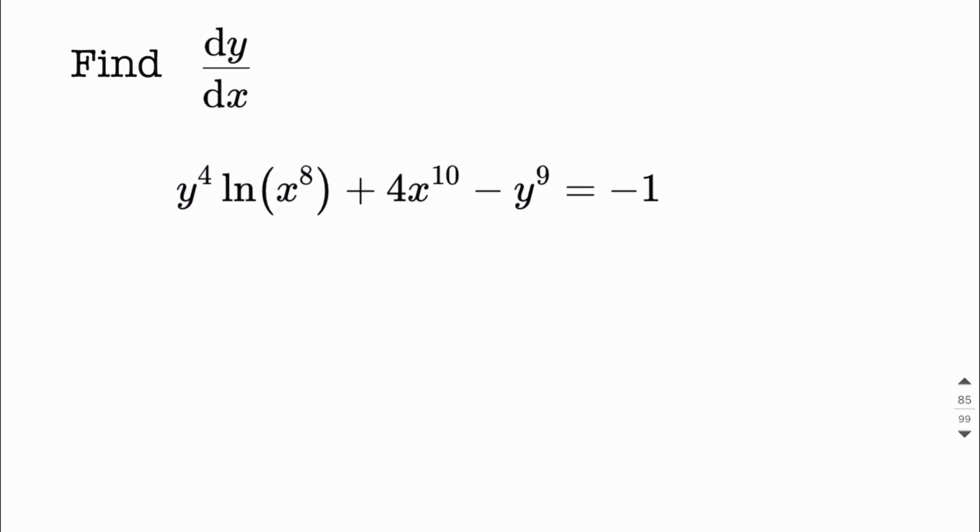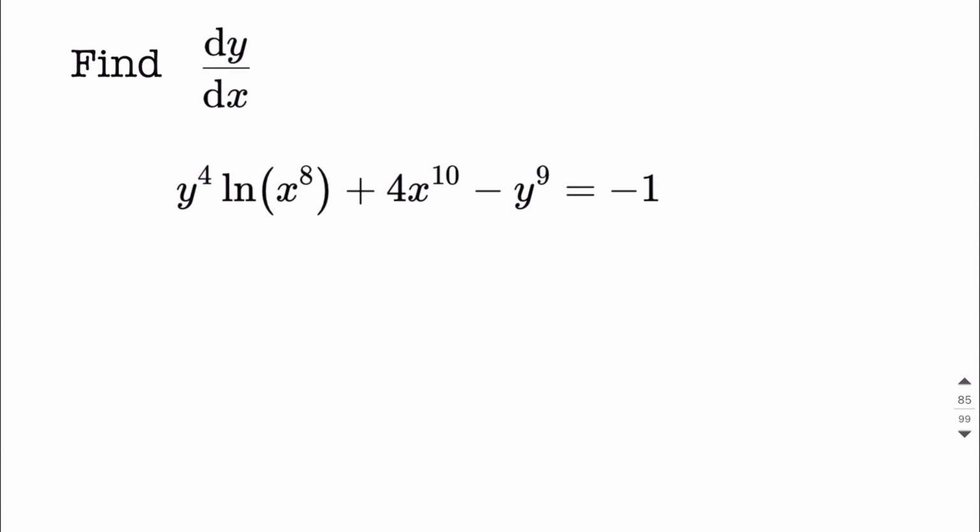Okay, let's give this example a shot where we're trying to find dy/dx. It's kind of an interesting looking problem. It looks like we have several terms going on here, some x's and y's throughout. But things that stand out, I notice that we have y to the fourth multiplied by another function here. And this other function with the natural log has a function on the inside of it.